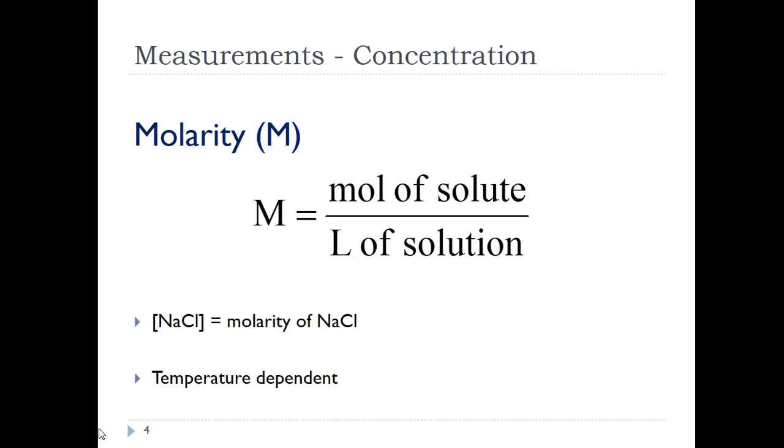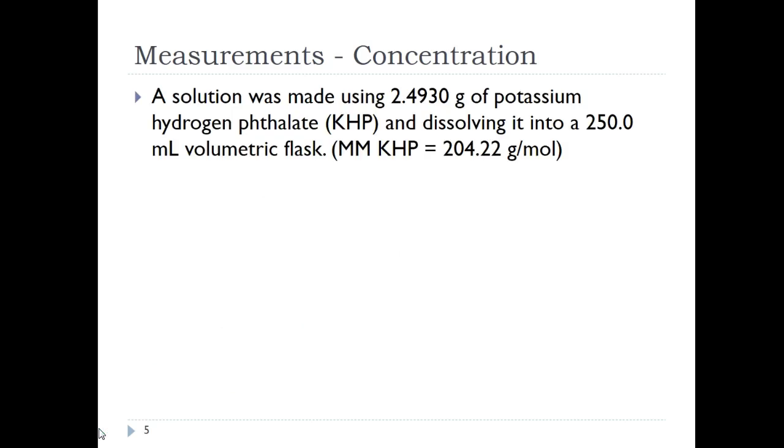All of them are set so that, let's say we have a 100 milliliter volumetric flask, it's really only 100.0 milliliters at the temperature that is stamped on the piece of glassware, which is usually 20 degrees Celsius. So there's our definition: moles of solute divided by liters of solution. Let's do an example actually calculating.